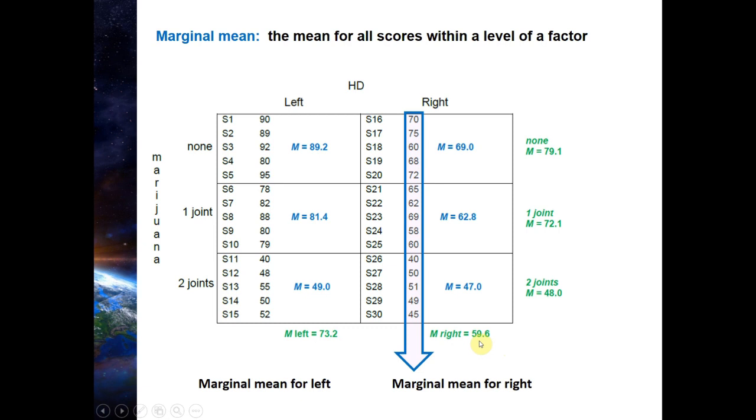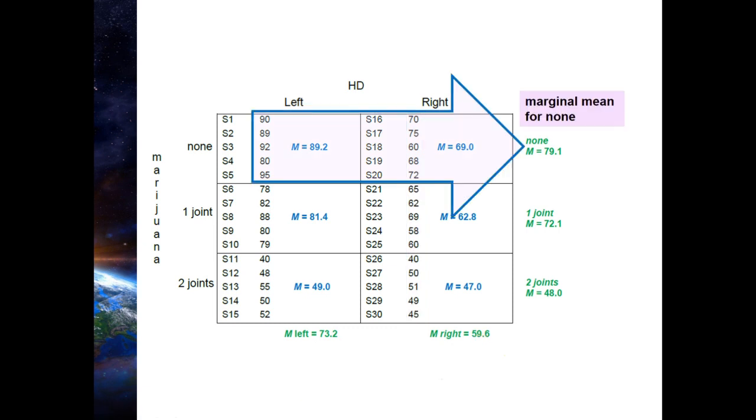What about the marginal means for marijuana? Well, now marijuana is represented by rows. So we're going to focus on row 1. And to do this, we have to ignore completely the other factor. So we're going to ignore hemispheric dominance. And we're just going to calculate the mean of all of the scores in row 1. And that will give us the marginal mean for none.